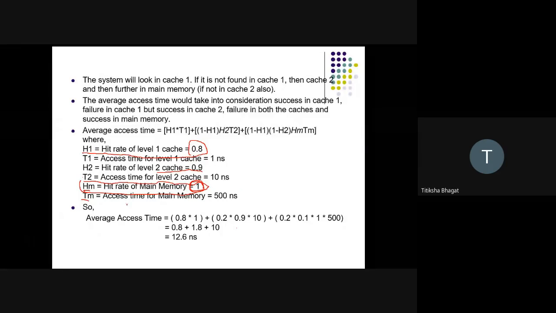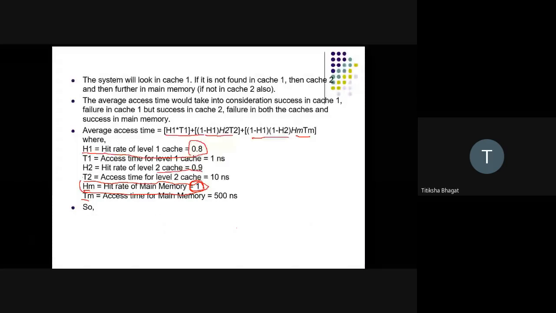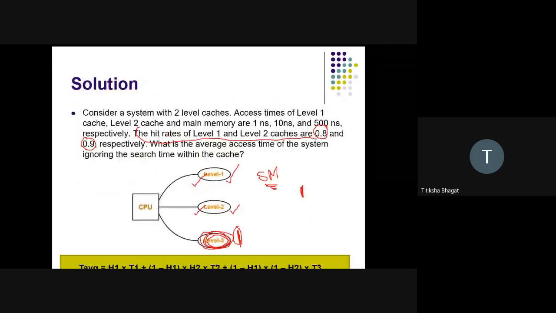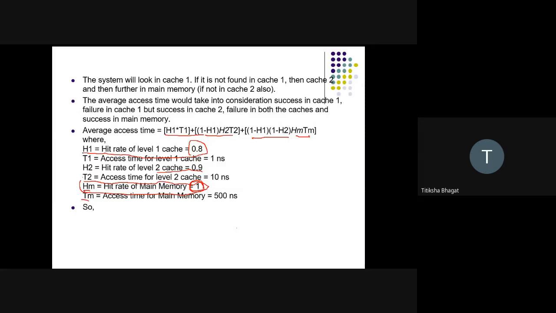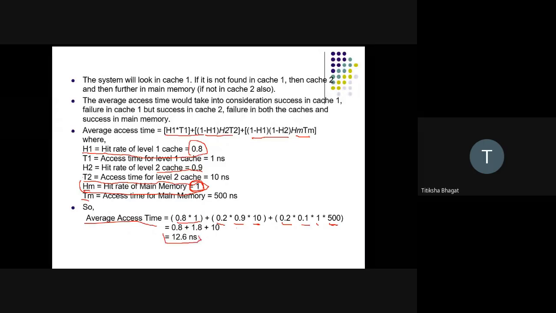So here we applied the formula for average access time. You can see the formula: H1 into T1, then (1 minus H1) into H2 into T2, then (1 minus H1) into (1 minus H2) into HM into TM. So this is the formula that I have shown you. According to it, the average access time calculated here is 0.8 into 1, plus 0.2 into 0.9 into 10, plus 0.2 into 0.1 into 1 into 500 nanoseconds, and I got the result as 12.6 nanoseconds. So this is the correct answer for the average access time.